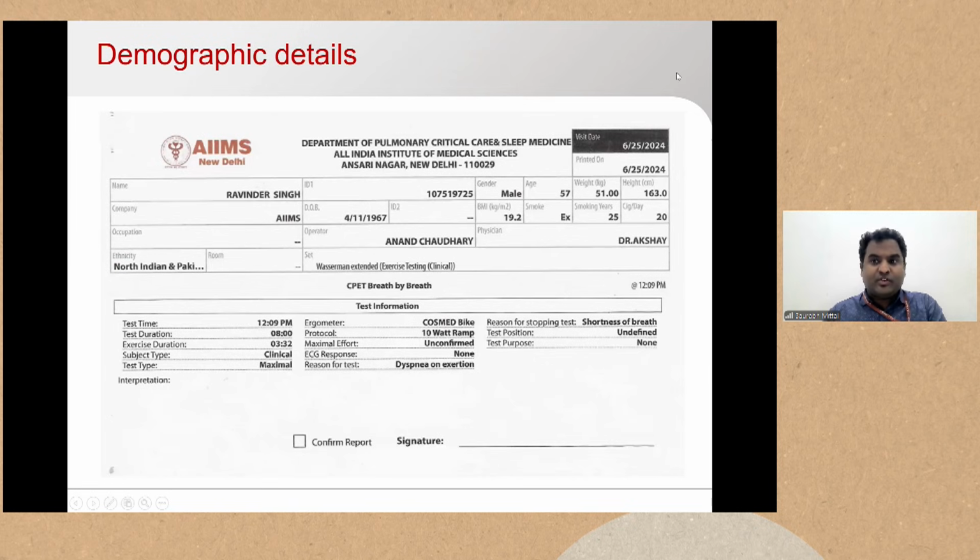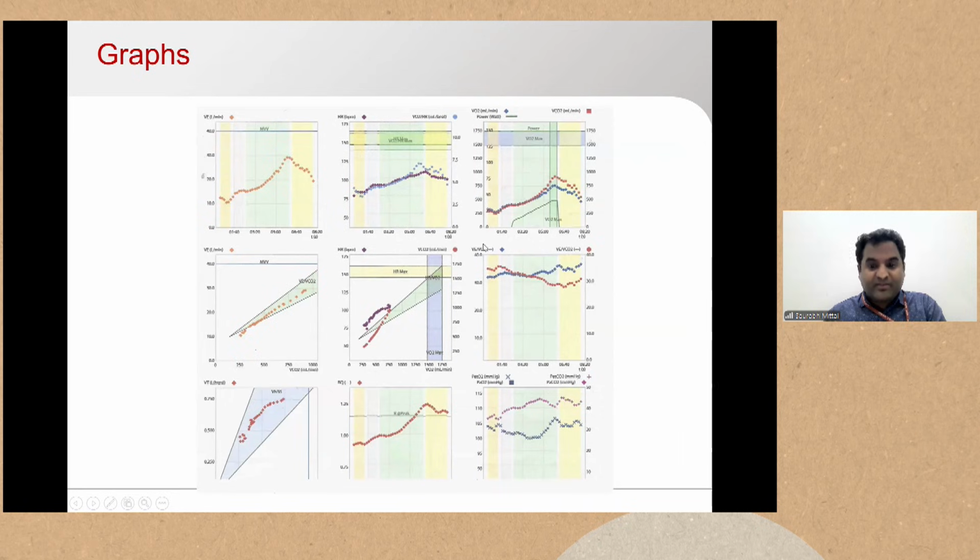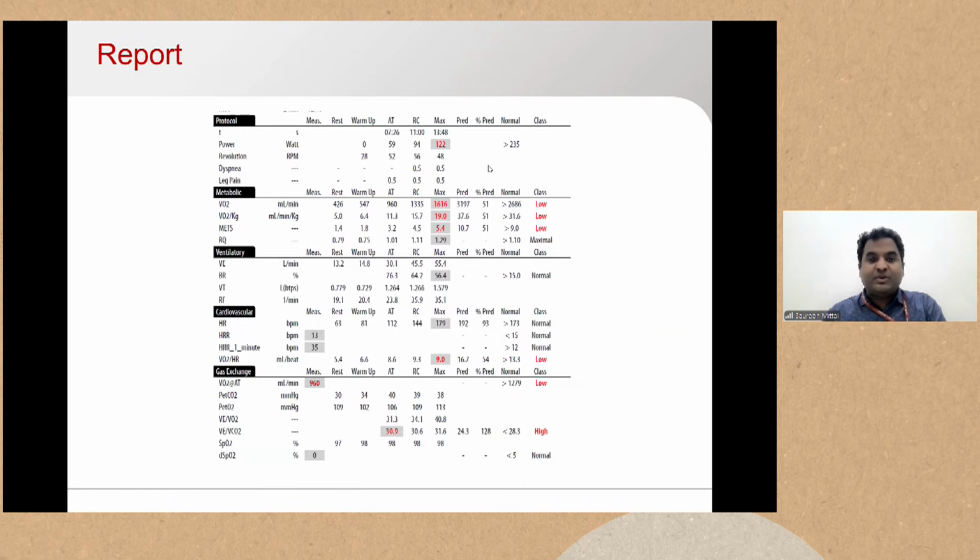I'll not go into the details of the report as of now, but I'll try to show you how a test is done and what it shows. So this is the report of a CPET. It has a lot of information which we'll discuss further: the exercise timing, the indication of the test, why the test was done, and the patient's demographics. You can see this patient has a BMI of 19.2. Then it gives us some graphs which are done during the test, and then eventually we get a report of the test. When I discuss these parameters during my talk, I'll come back to this report and tell you what the parameters are.